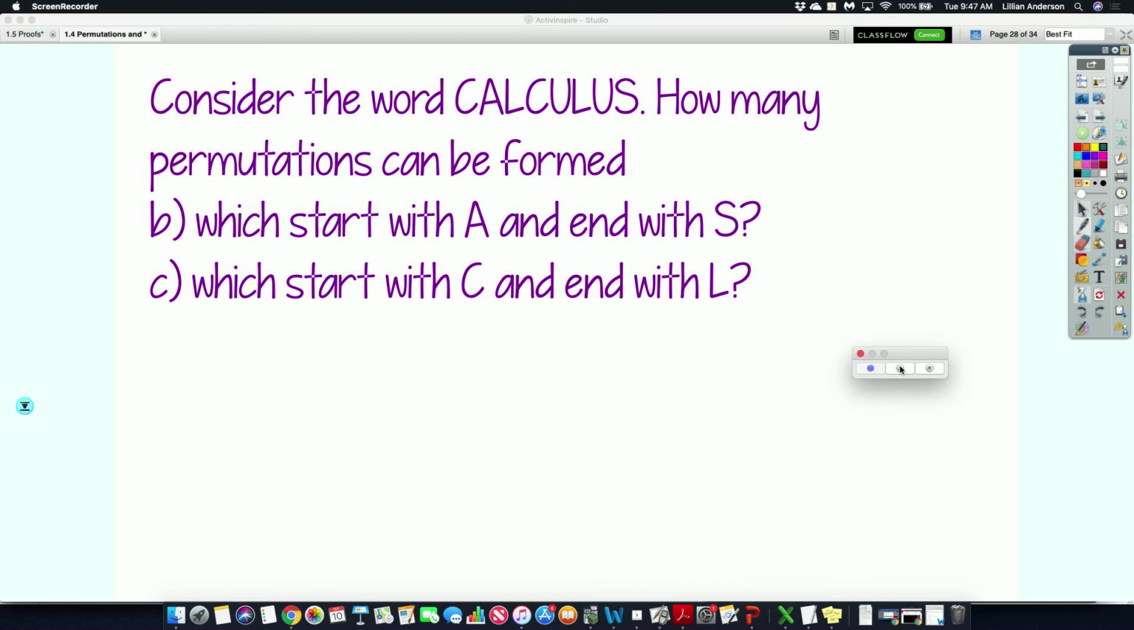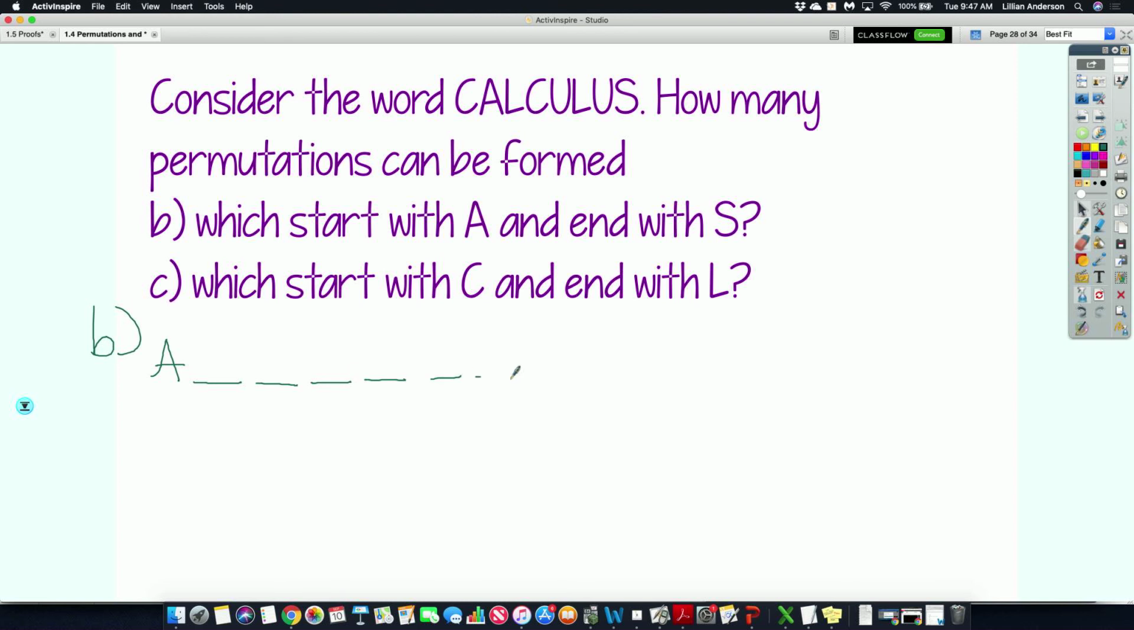All right, so consider the word calculus. How many permutations can be formed which start with A and end in S? So for B, you basically have A and then how many letters in between? No matter what, A has to be first, S has to be at the end. 1,440? Answer should be 90. How'd you get 90?